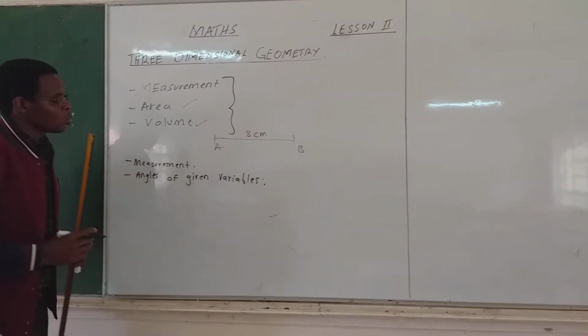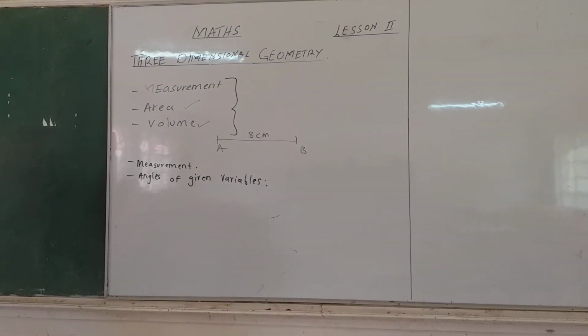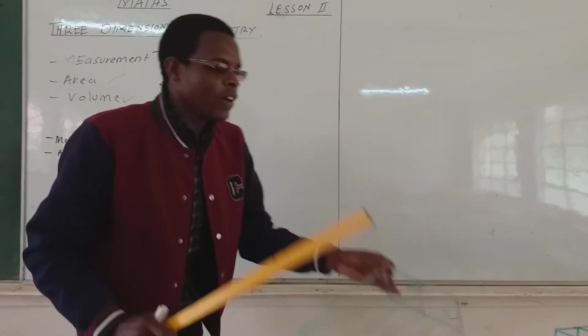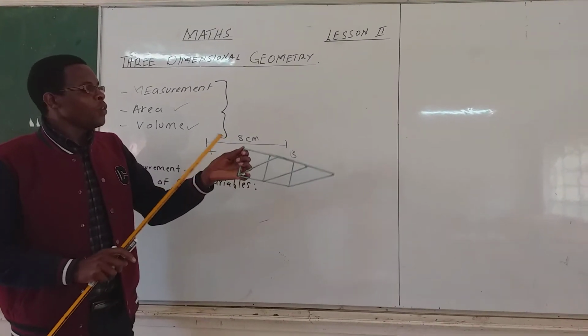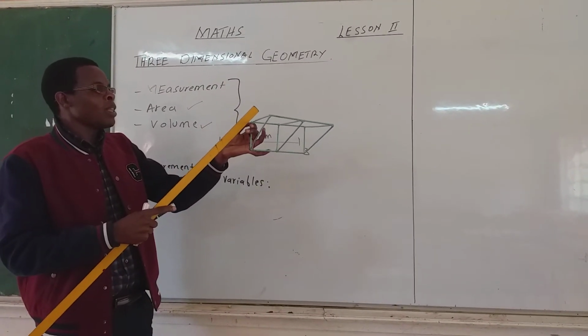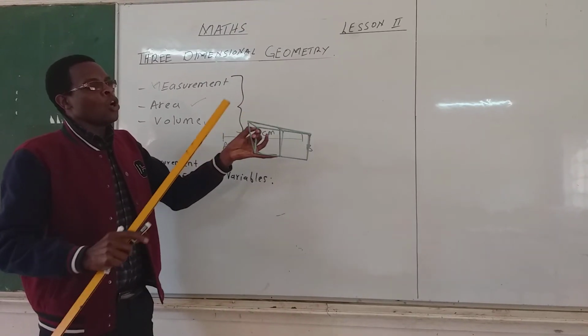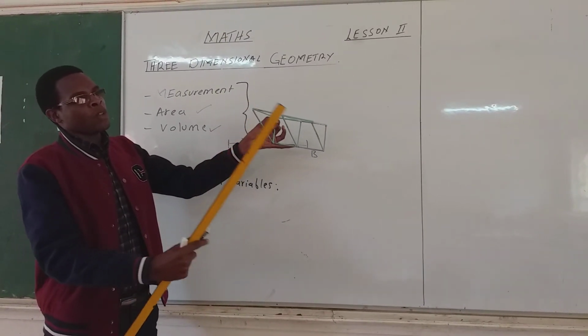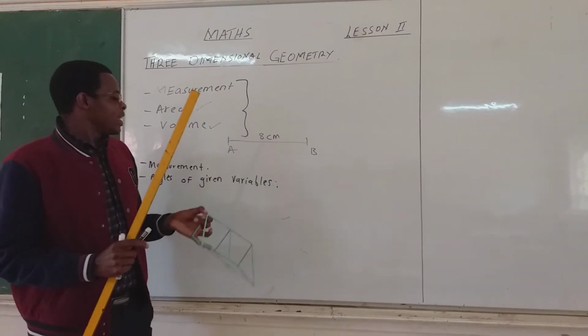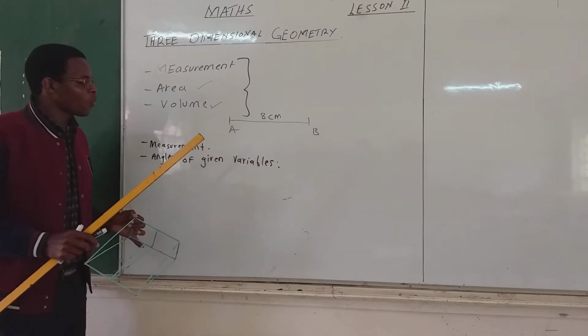And the moment we look at the measurement of this, for example, if I have this figure, you can be told to come up with the measurement from here up to here. Or you can find the measurement from this point to this point. That is what we are going to look at to some extent. Then another thing is angles of given variables.